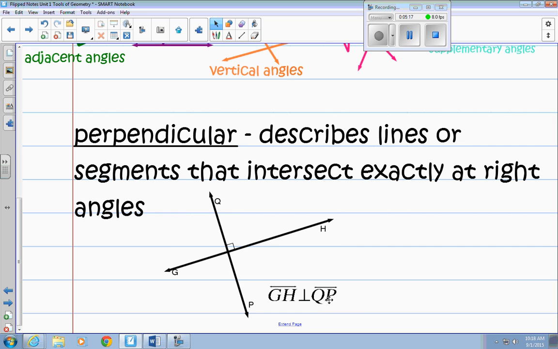perpendicular to line QP. Okay, so we went a little bit over. I'm sorry, we're all done.